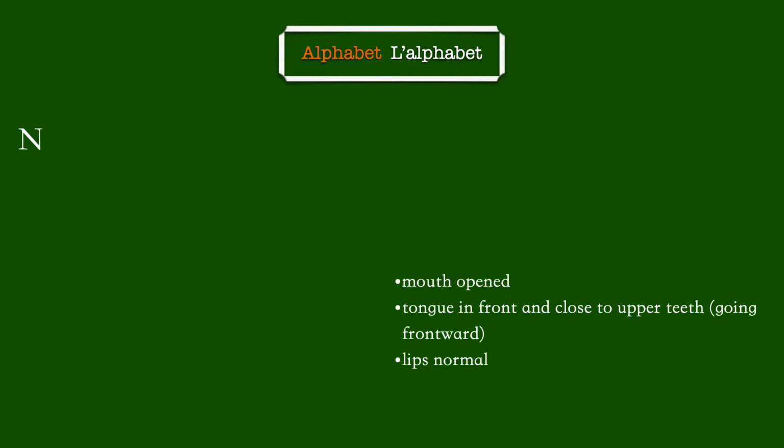Let's move on to the last 13 letters, and it starts with the letter N. N. Probably the easiest letter, because I personally pronounce this letter the same way in French and in English. But anyway, let me explain to you how to pronounce it properly. Your mouth needs to be open normally during the whole pronunciation. And your tongue needs to go frontward in the direction of your upper teeth. There is nothing special to be done with your lips. N.